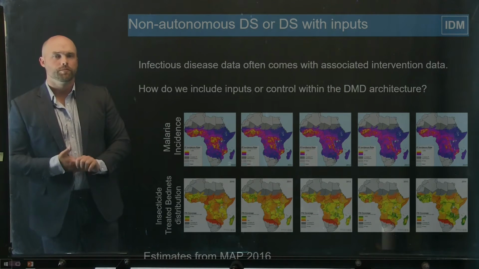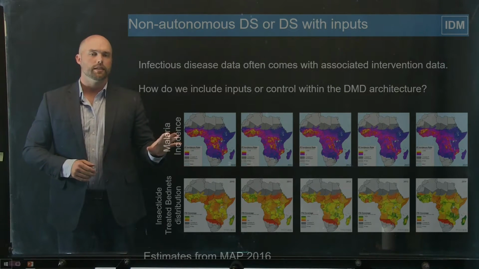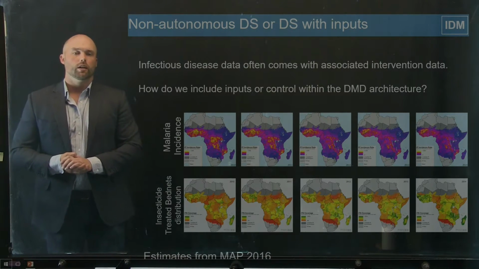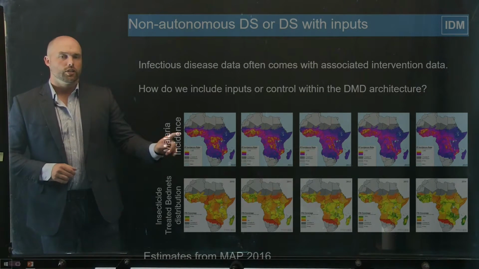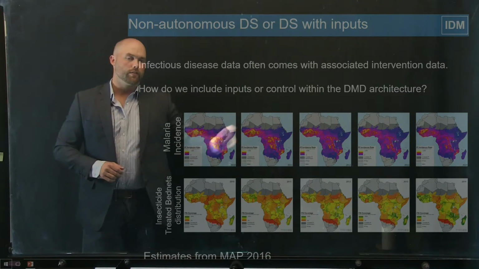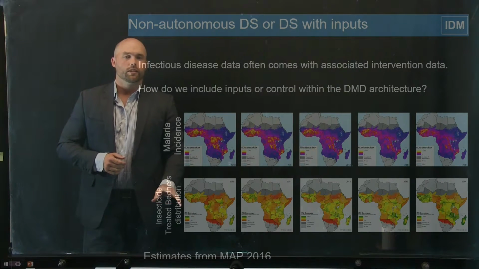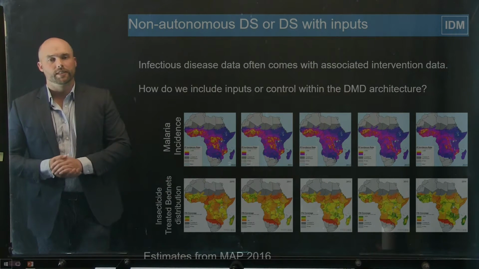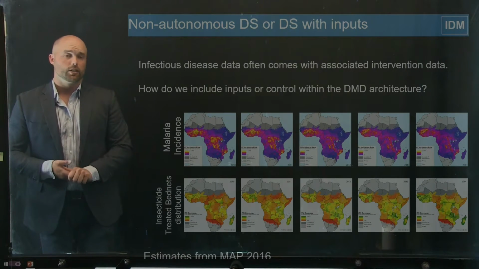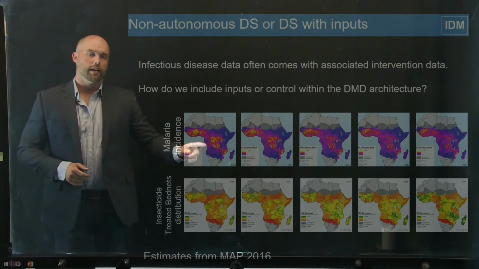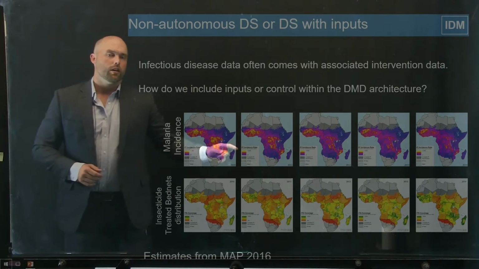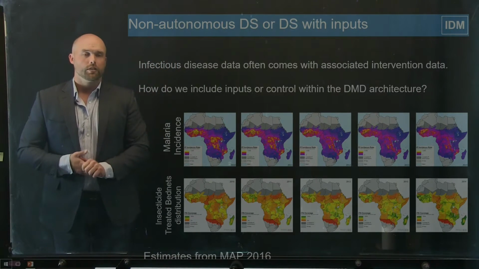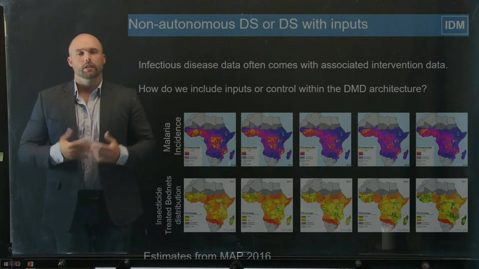As another example, we can look at the malaria incidence in all of Africa, and these are estimates from the Malaria Atlas Project from 2016. These are years 2010 to 2015, and also the exogenous input that was applied to Africa in the form of insecticide-treated bed nets and their distribution. So you can see that the incidence of malaria starts to go down in certain places and up in others, and you can see how it's related to the exogenous forcing.